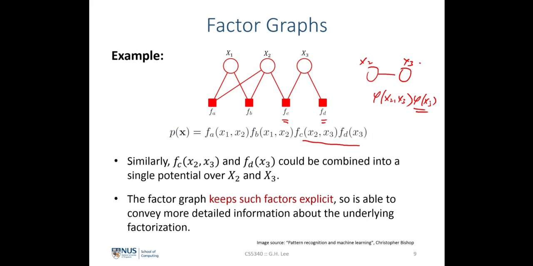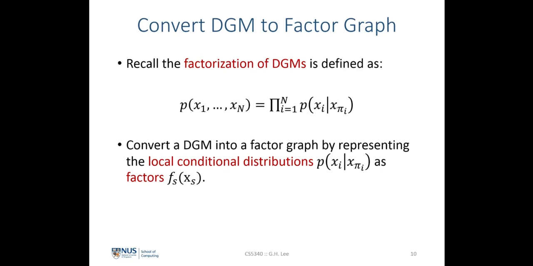of the underlying factorization. But one interesting thing to see here is that there's no concept of the Markov property, as well as no concept of d-separation that would allow us to read off any form of conditional independences from the factor graph. And let's now look at how to convert a directed graphical model to a factor graph.